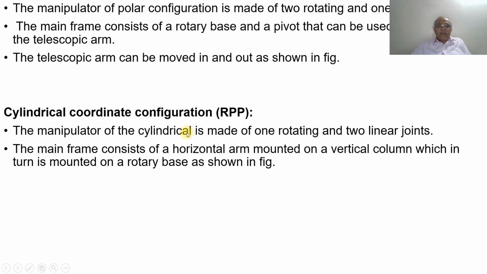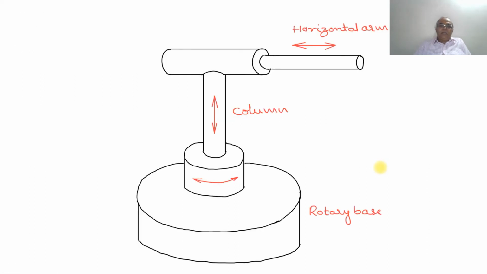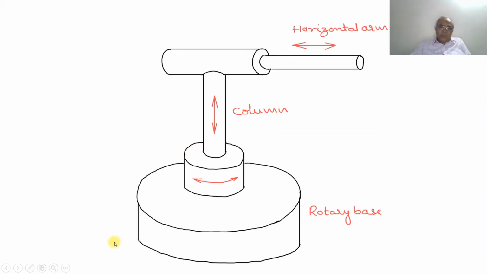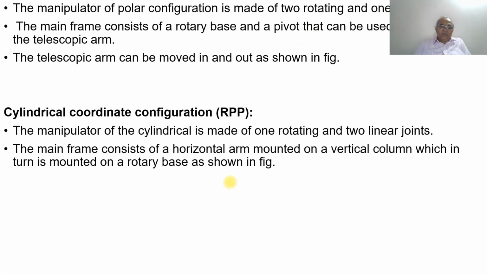The manipulator of the cylindrical configuration is made of one rotating and two linear joints. The main frame consists of a horizontal arm mounted on a vertical column, which in turn is mounted on a rotary base, as shown in the figure. So this is about the cylindrical coordinate configuration.